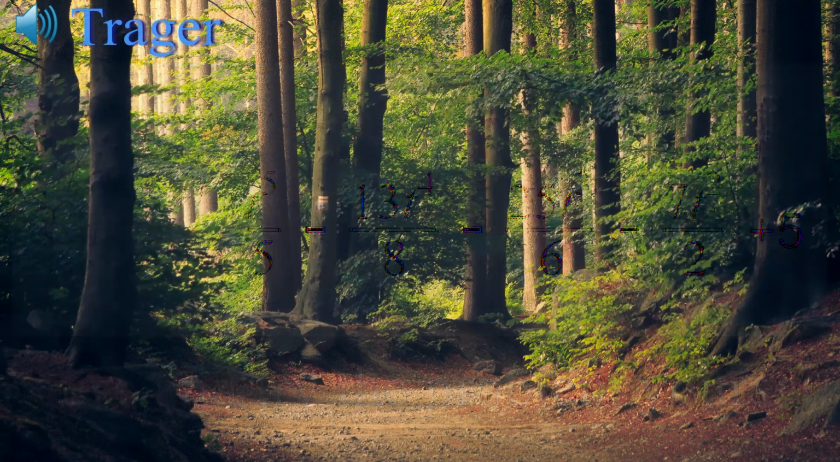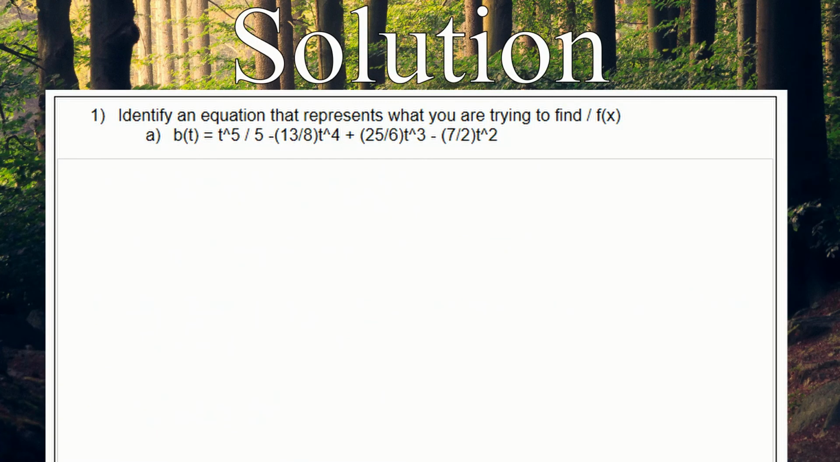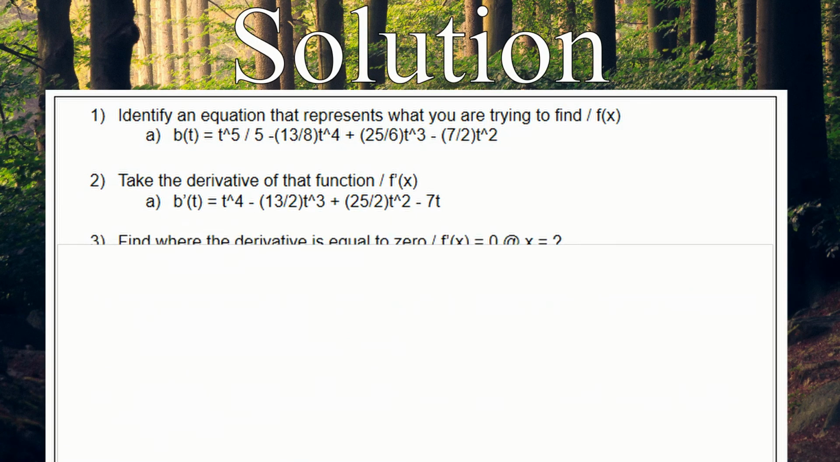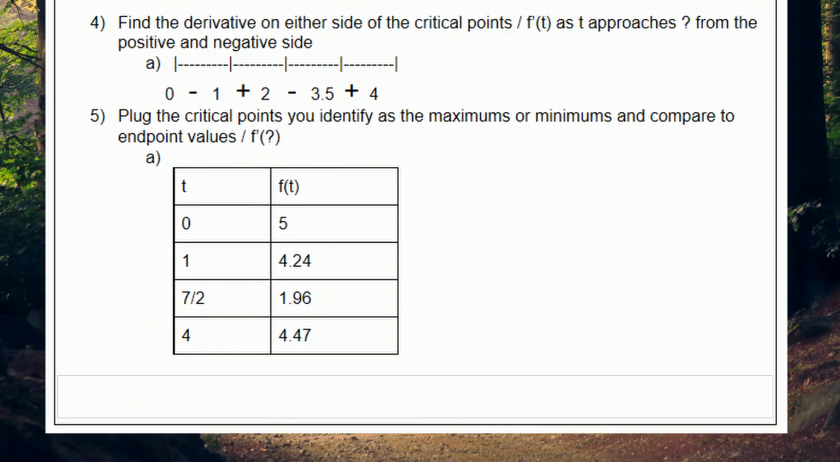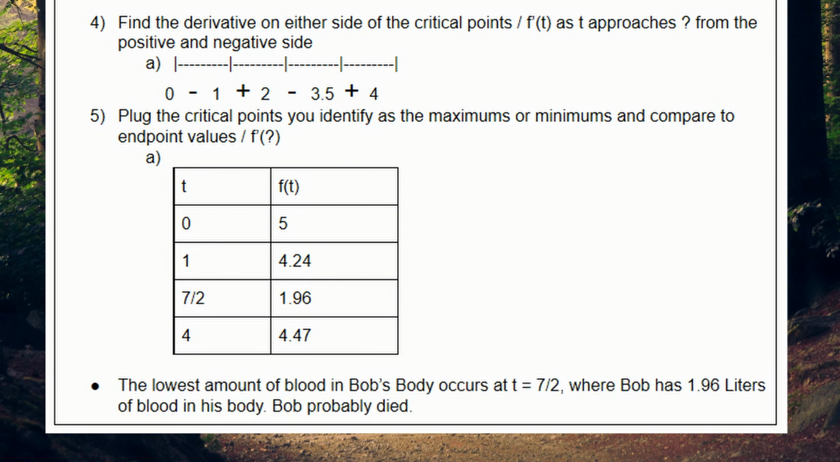For this problem, the function is a given, so it does not need to be identified. Next, take the derivative of the function, and then find where its derivative is equal to 0 in order to identify critical points. Find the derivative on either side of these critical points to determine if they are maximums, minimums, or inflection points. From here, plug the critical points you are interested in into the original function and compare these points to the values at the endpoints to find the absolute extrema. Using these steps, it can be determined that Bob had the lowest volume of blood at t equals 3.5 minutes, where he only had 1.96 liters.